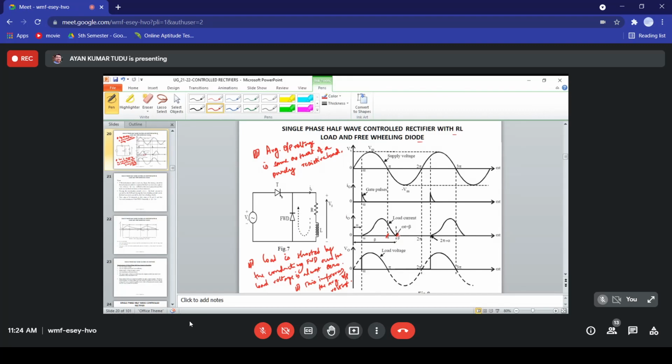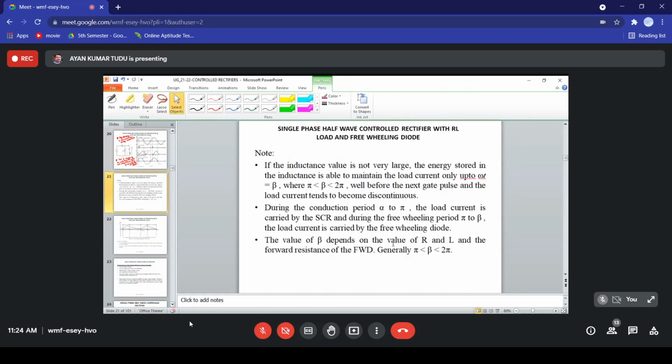The value of beta depends on the resistance, the load inductance, and the forward resistance of the freewheeling diode. Generally, the value of beta will lie between pi and 2 pi.